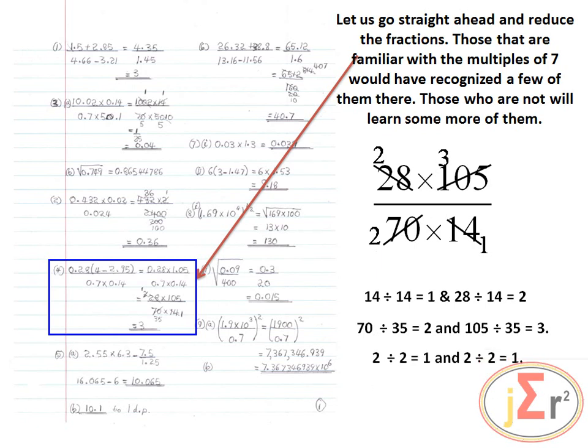And we see those 2 in the numerator and the denominator. 2 into 2 is 1, and 2 into 2 is 1. The result is 3, and there is no difficulty seeing that the result is 3.